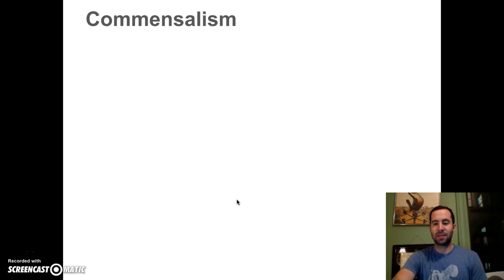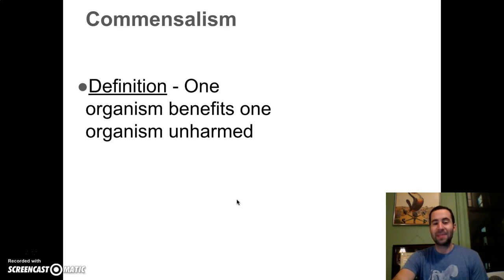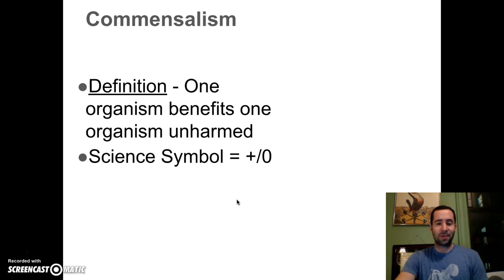So let's talk about commensalism, the first of the three symbiotic relationships that you'll be responsible for knowing about. So in commensalism, the relationship here is one organism benefits while the other organism is unharmed. It doesn't really care what's going on. In science, we represent this as a plus symbol and a zero. The plus represents the organism that is benefiting, and the zero represents the organism that is kind of like, I don't really care what's going on here. It doesn't really bother me or harm me either way.